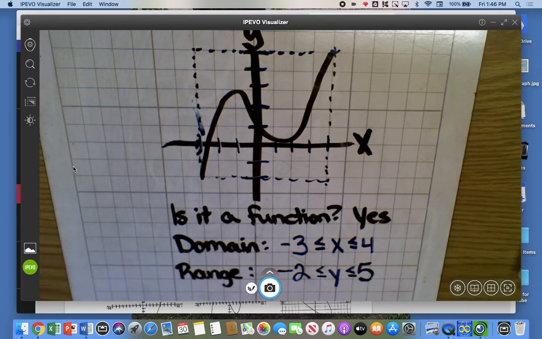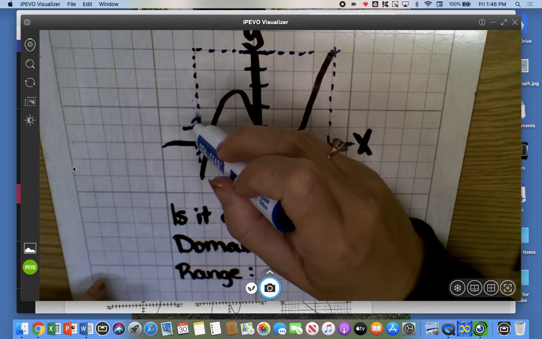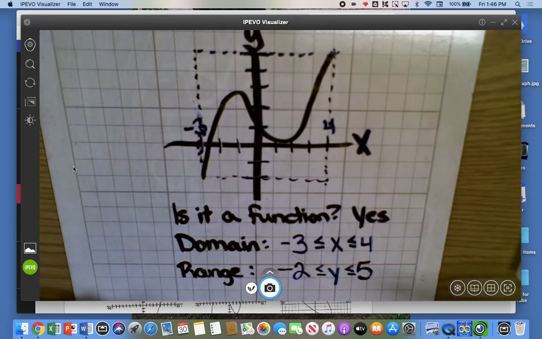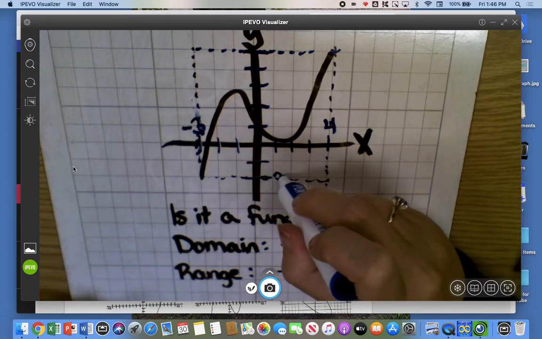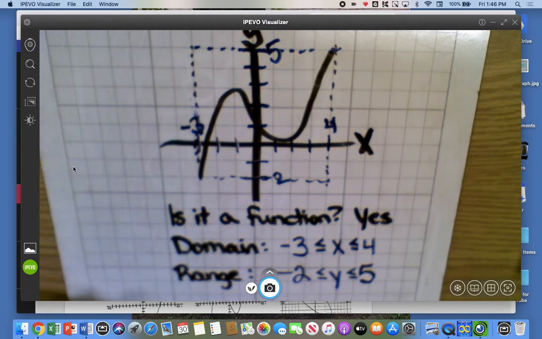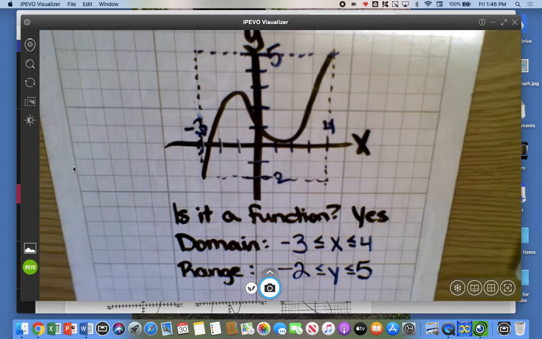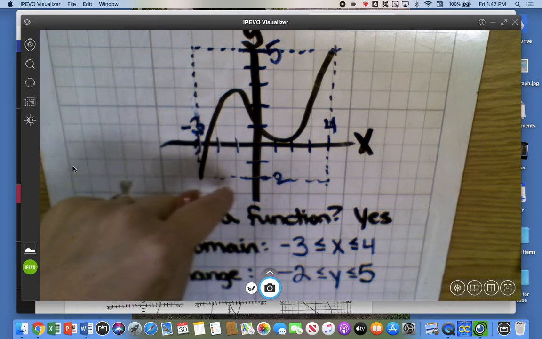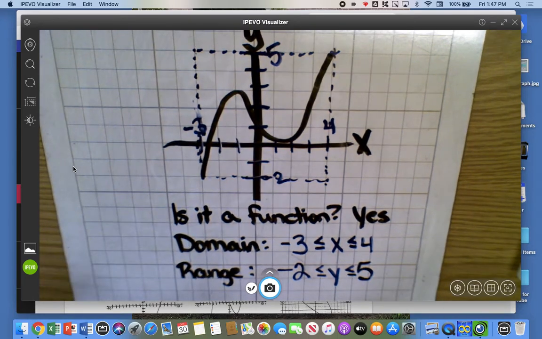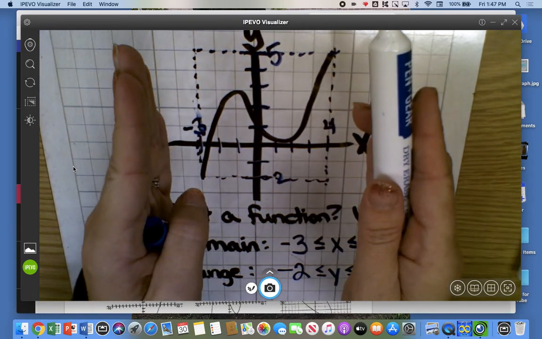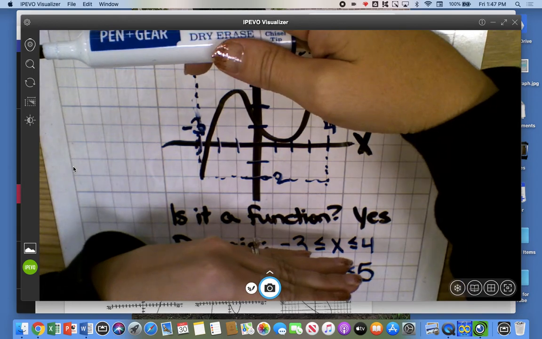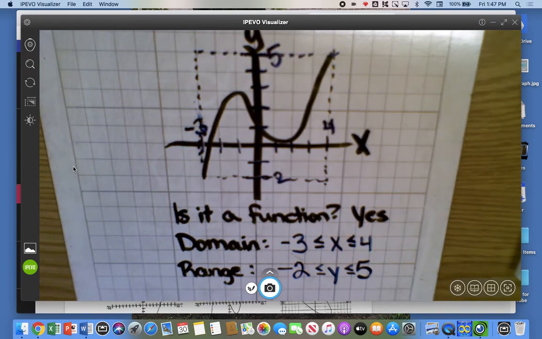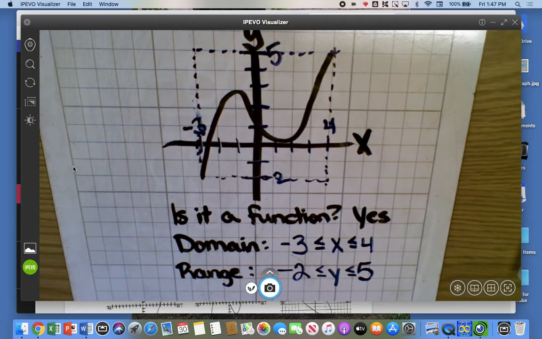So our domain goes from -3 to +4 on the x-axis, and it goes from -2 to +5 on the y-axis. So if you can see, once I made that little dotted line, it's almost like you make a frame around the edges, and then the sides go with the domain, and then the top and the bottom go with the range. So we're going to do a couple more examples like this.